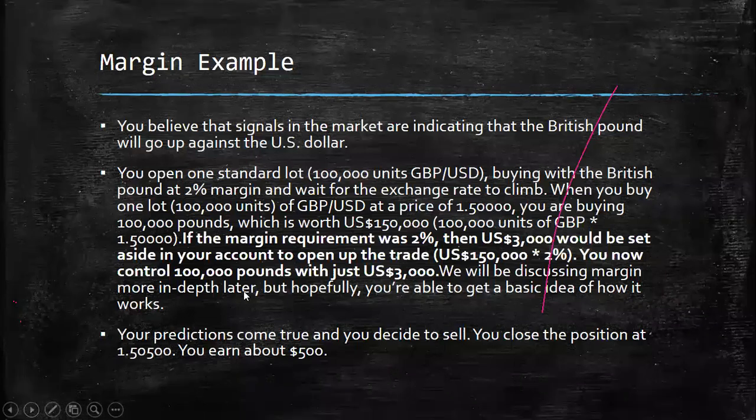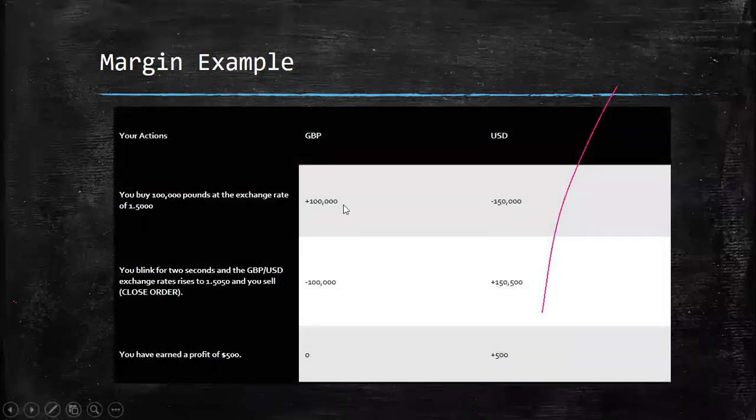So let's say if your predictions come true and you decide to sell and you close your position at 50 pips above, then you earn $500. So here's what we did: bought 100,000 pounds at an exchange rate of $1.50. You blink for 2 seconds, the GBP USD exchange rate rises 50 pips. Basically, you close your order. You gained 50 pips. Remember, 50 pips at a standard lot is $500.